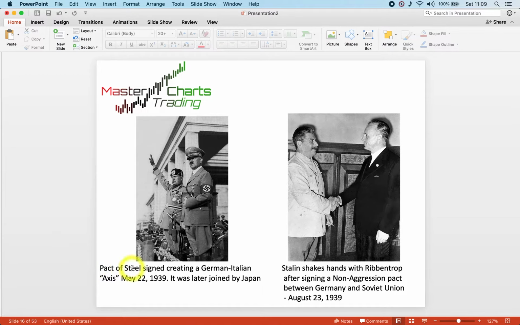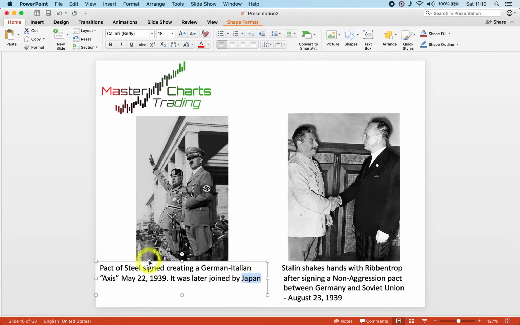Number one is a Pact of Steel, which is signed between Germany and Italy, creating an axis of power. In other words, an axis of Italian-German collaboration, I guess. So they signed a pact. Mussolini, the fascist leader of Italy, signed the pact with Germany, and this pact was later joined by Japan.